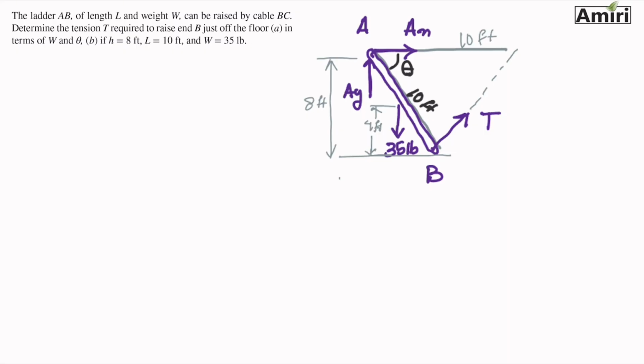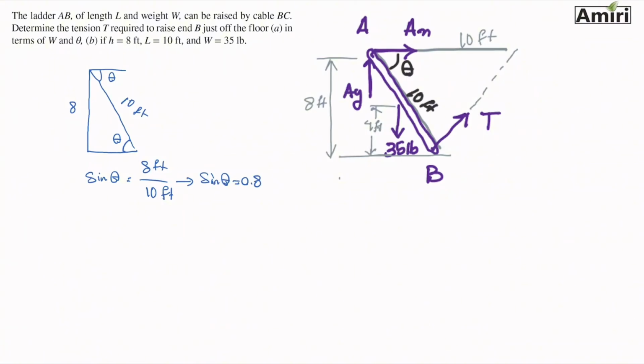So let's figure out angle theta first. I have a triangle here of 8 feet. This is my ladder of 10 feet. This angle here is theta. As a result, this angle is theta. So let's see. Sine of theta, in this case, would be 8 feet over 10 feet. So sine theta is 0.8. As a result, theta should be 53.1 degrees.